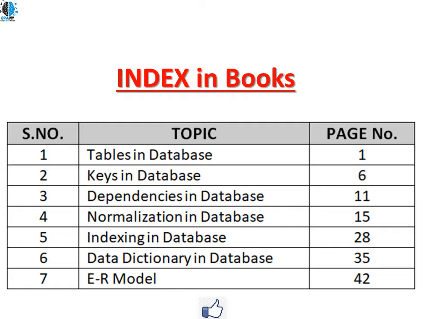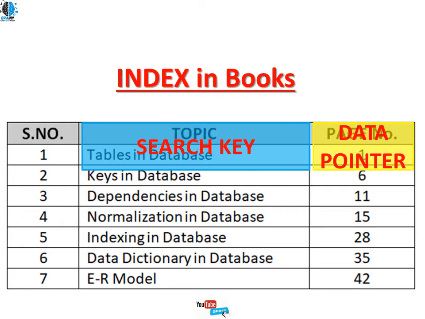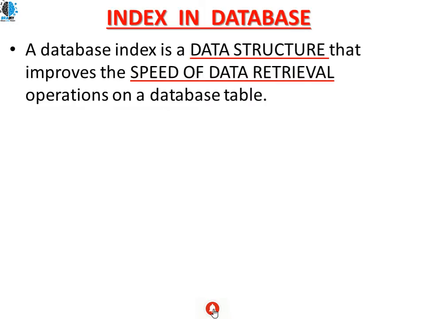Okay, how are you going to select the desired content? By reaching the specific page number of the book. So this topic will be our search key and the page number will be our data pointer in our database. So the topic will be called the search key here in database, whereas the page number will be called the data pointer in our database. So let's start with this.